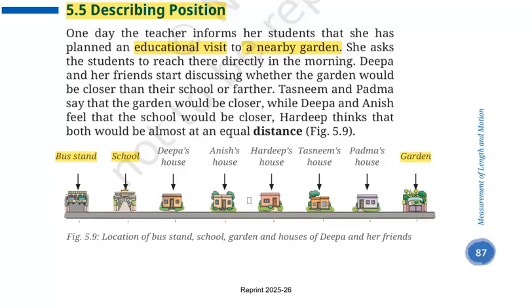If you see, Hardeep's house lies exactly in the middle. So for him, whether to go to the garden or to the school is the same because they are at an equal distance. So all of their observations are correct.